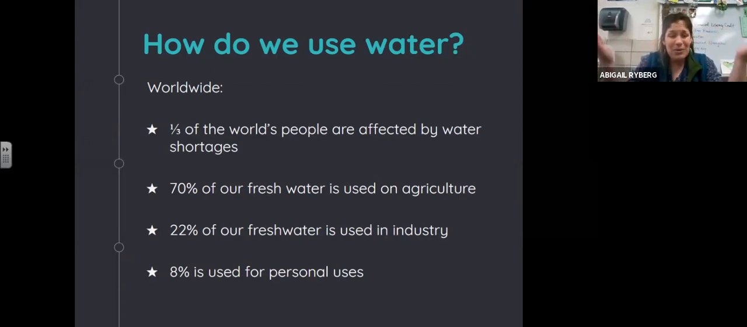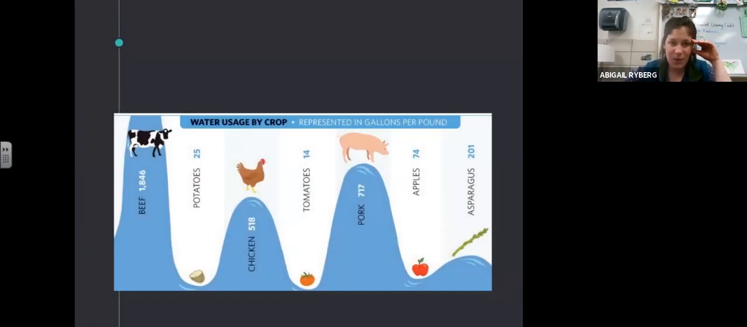And then only 8% is used for personal uses. So it's really pretty small. The amount that you and I directly come in contact with is actually pretty small when you think of the big picture.